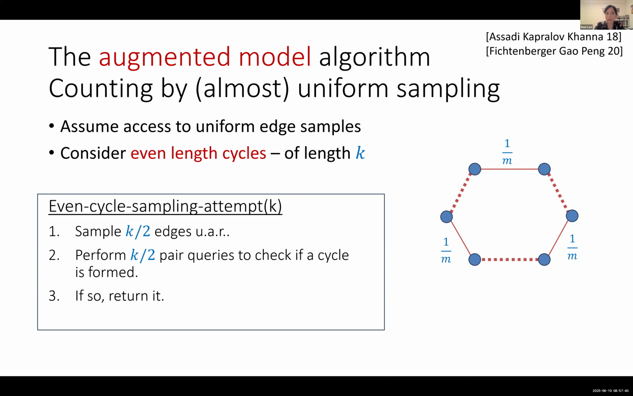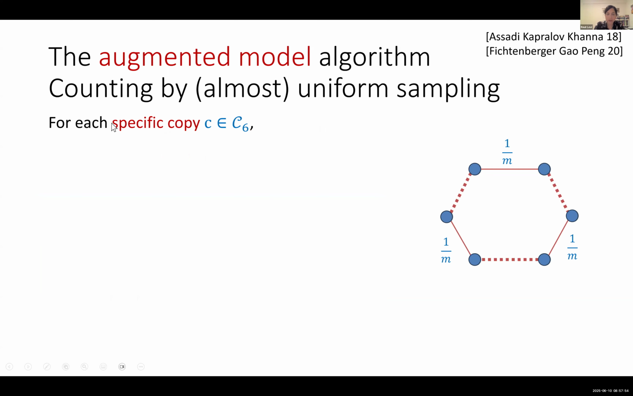So how can we turn this attempt to sample a copy into an algorithm that approximately counts the number of copies in the graph? Let's consider a specific copy of a cycle of length 6 in the graph. As we saw, the probability to sample this specific copy is roughly 1 over m cubed.